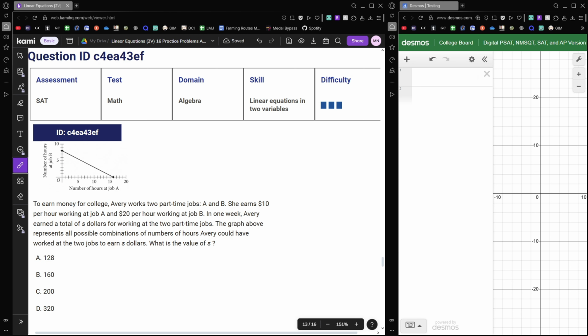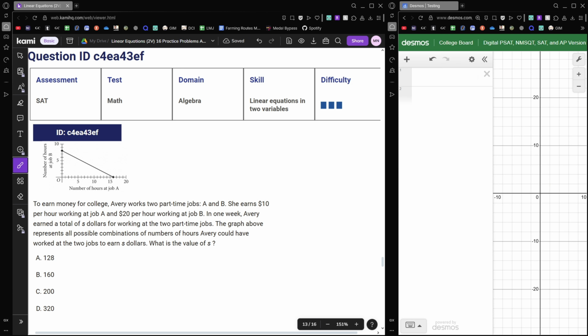Question number 13. To earn money for college, Avery works 2 part-time jobs, A and B. She earns $10 per hour working at job A and $20 per hour working at job B. In 1 week, Avery earned a total of S dollars for working at the 2 part-time jobs. The graph above represents all possible combinations of number of hours Avery could have worked at the 2 jobs to earn S dollars. What is the value of S?